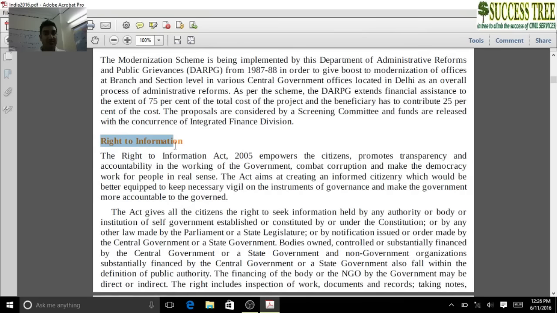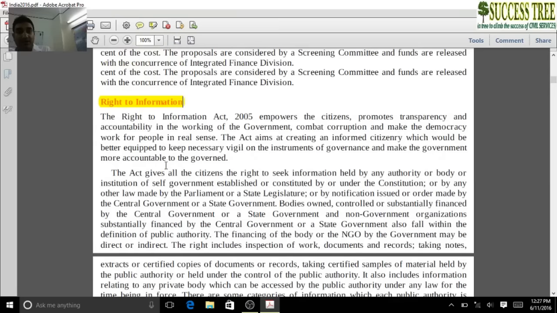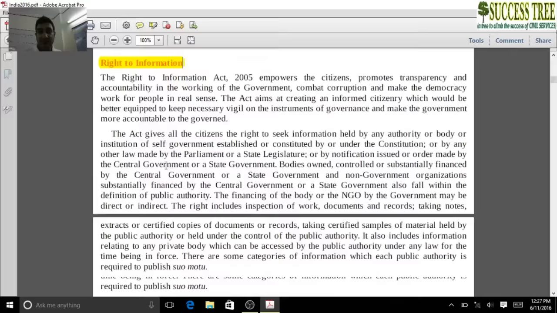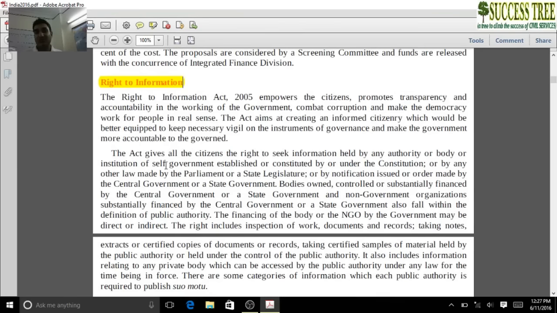Right to information, very important. Do you see right to information? How is it important? For mains, the ethics paper, you have it as a part of your syllabus. It's explicitly written there in GS paper 4: Right to Information Act. So every information question will come up. You can use the information given in this India book in GS paper 4 under right to information. So try to read and understand after giving prelims.